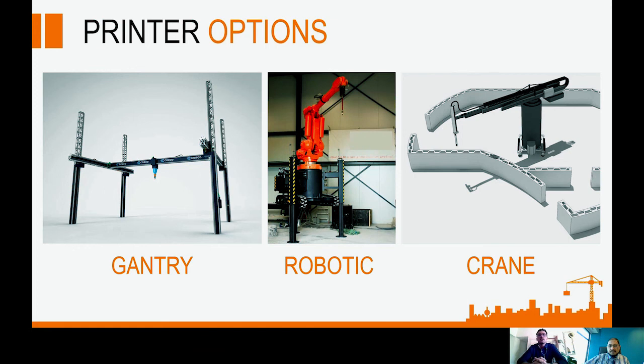And then you also see a crane type 3D concrete printer, which is essentially a boom that moves around and operates more in a polar coordinate system, where gantry and robotic operate in Cartesian coordinates.